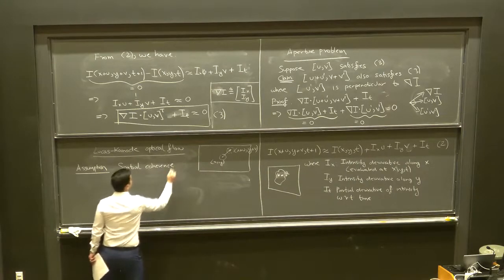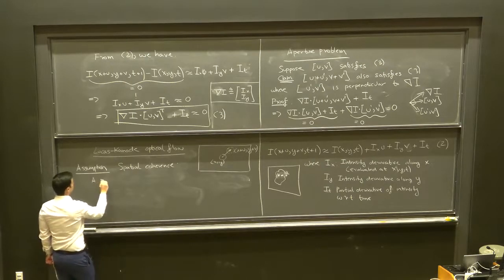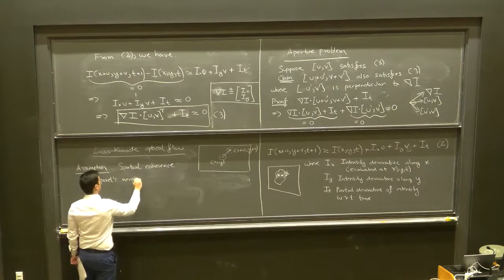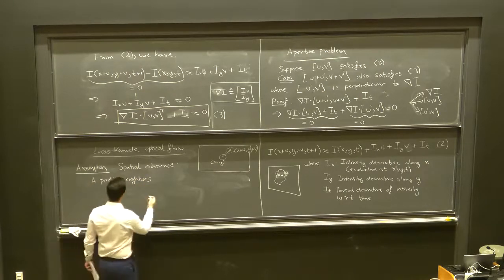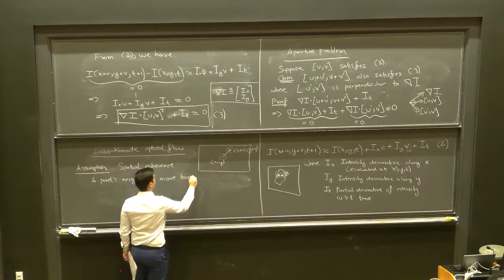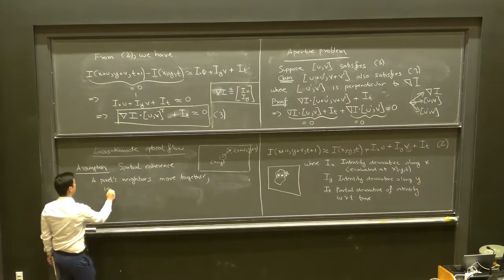And intuitively, the assumption is that a pixel's neighbors have the same optical flow. So a pixel's neighbors basically move together.